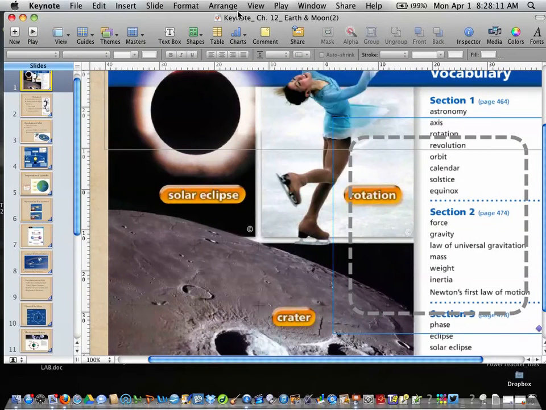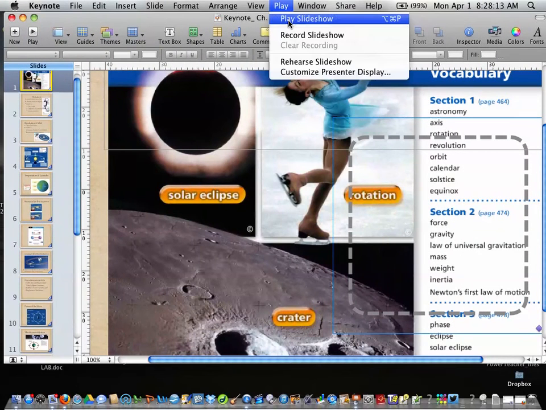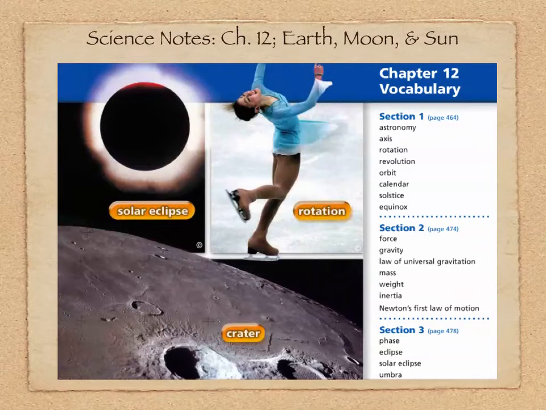And chapter 12, of course, is all about Earth, Moon, Sun. Basically, the basic parts of our solar system having to do with just the Earth, the Moon, the Sun, the tides, different seasons, laws of gravity, weight, inertia, and phases of the Moon.